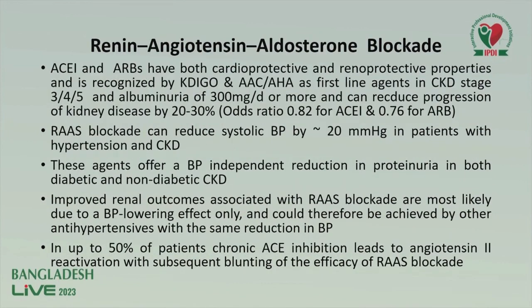The renin-angiotensin blockade is beneficial in all patients with hypertension, but in CKD it is very important in the association of proteinuria, because they have a potential to reduce the proteinuria. And it can reduce the systolic blood pressure in patients with CKD, and it is a class effect actually. No single agent is better than the other, and this is a BP independent reduction of proteinuria, and there is improved renal outcome in RAS blockade.